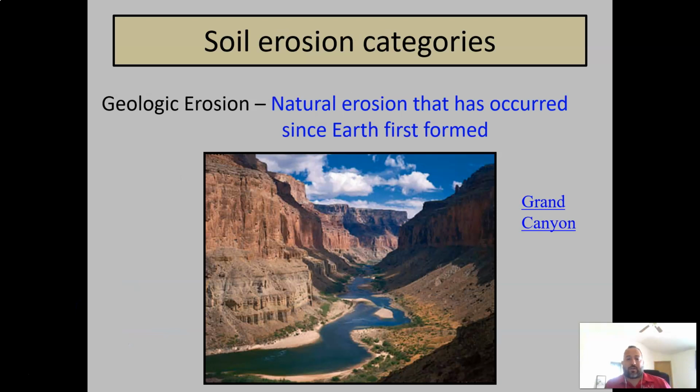So geologic erosion, that's going to be natural erosion that has occurred since the earth first formed. Now, with the way we're doing these lectures, if you go to the lecture slides, right here it says Grand Canyon on this slide. I want you to click on that, and I want you to watch a video about how the Grand Canyon was formed through this idea of geologic erosion, of just the idea of wind and water erosion over time.